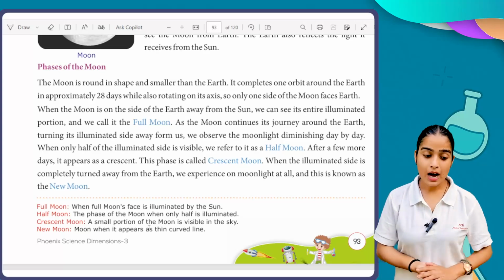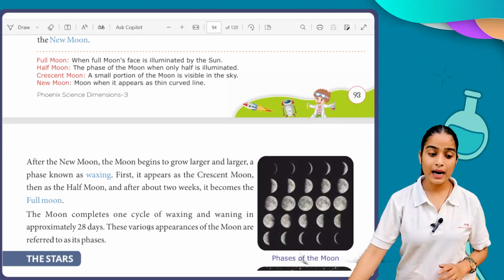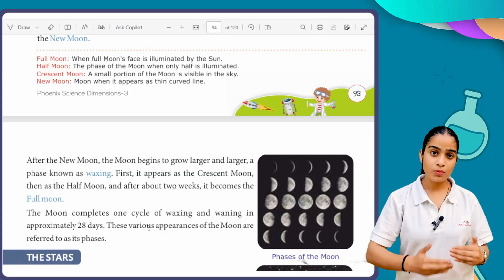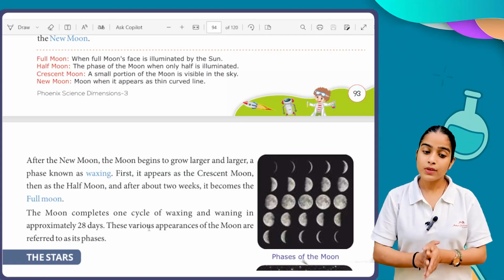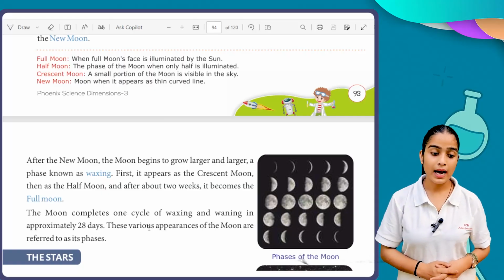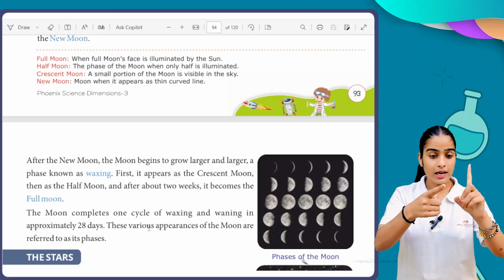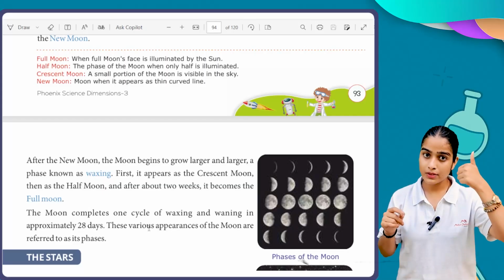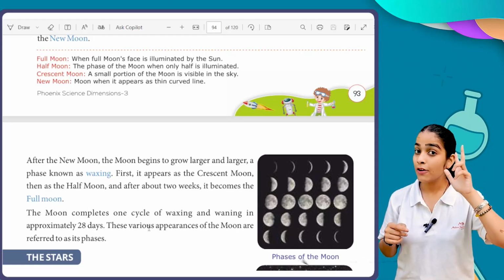Now next, after the new moon, the moon begins to grow larger and larger, a phase known as waxing. First it appears as the crescent moon, then as the half moon, and after 2 weeks it becomes the full moon. So this is the sequence we have: first you see a single part, the crescent, then you see the half part, and at the end you see the full moon.